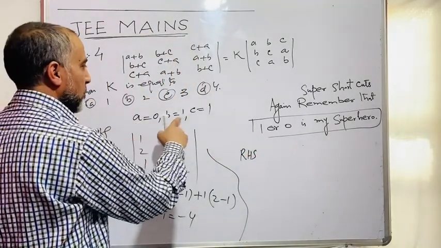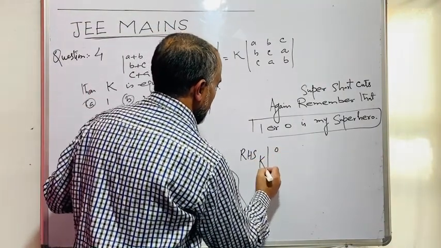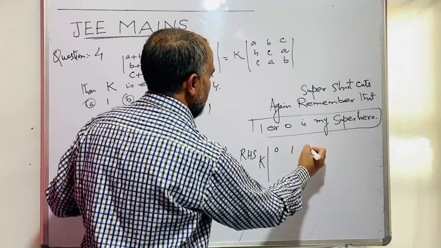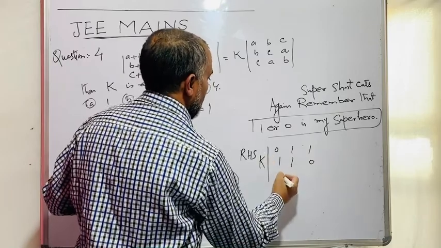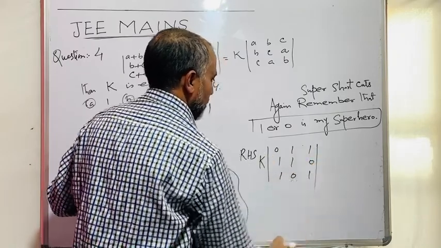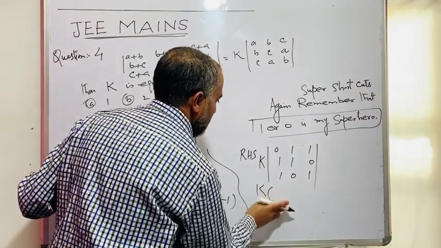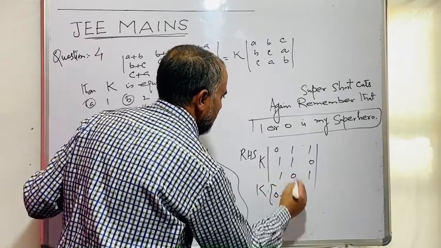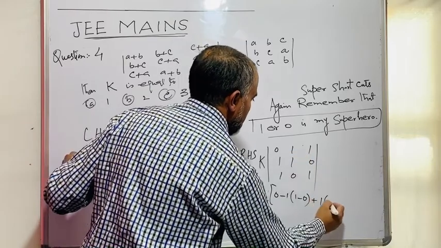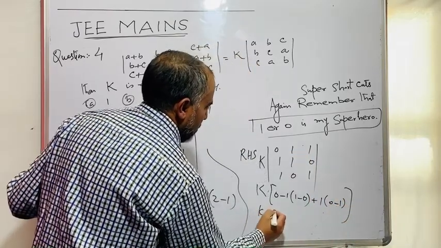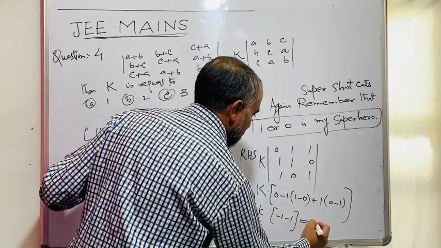Put A is equal to 0, B is equal to 1, C is equal to 1 here too. It is K times the determinant with rows 0, 1, 1; 1, 0, 1; 1, 1, 0. You only have to put A equal to 0. We'll expand it with the help of the first row. 0 times anything is 0, right? Minus 1 times, deleting this row and column, 1 minus 0, plus 1 times, deleting this row and column, 0 minus 1. K into minus 1 minus 1, which implies minus twice K.